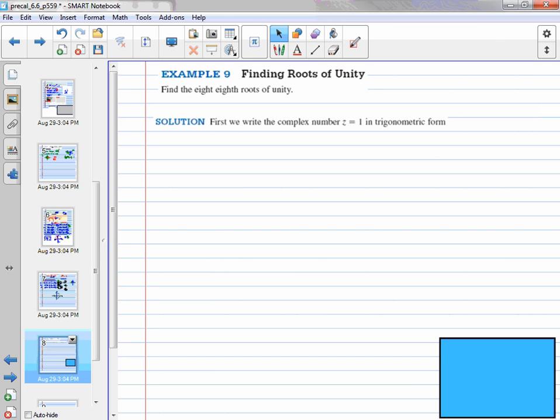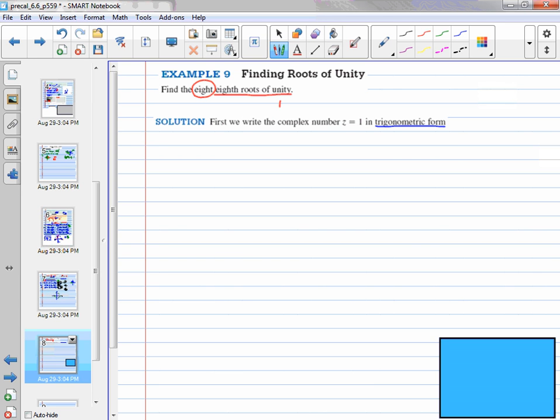Find the eight roots of unity. Remember, unity means 1. And yes, there are going to be 8 of them. Once we get this down, it takes a little bit of time, but it's not too hard.